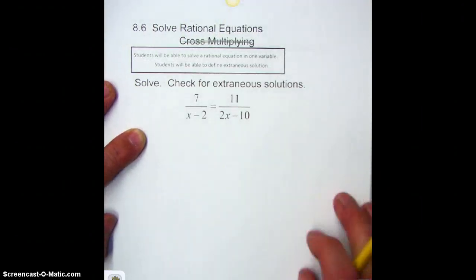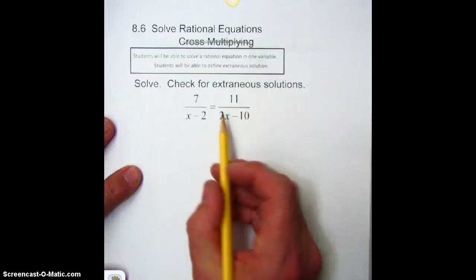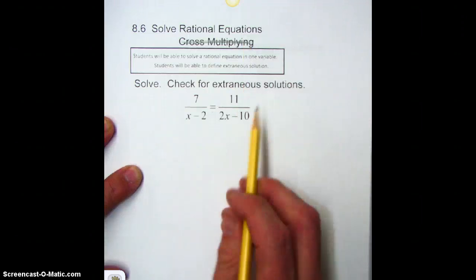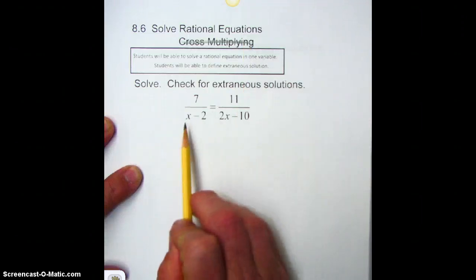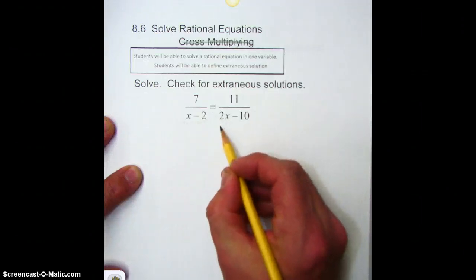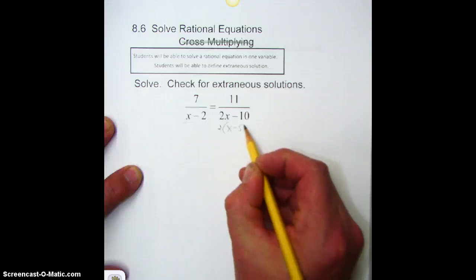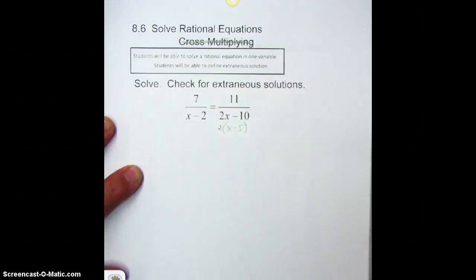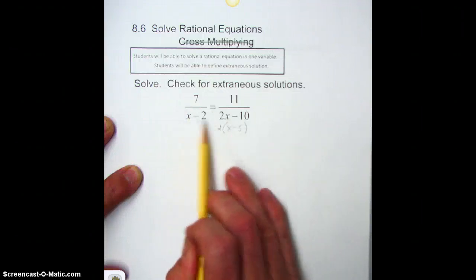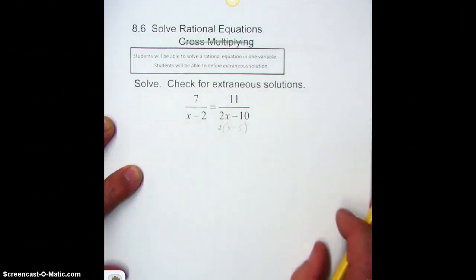Alright. So when solving rational equations, well, there's an equals, that's the reason why we're solving, and that's why it's called an equation. The first thing you want to do is factor the denominators completely. This one I can factor out a 2. See, I cannot solve this until all the x's are out of the denominators. So that means I have to get rid of the denominators.